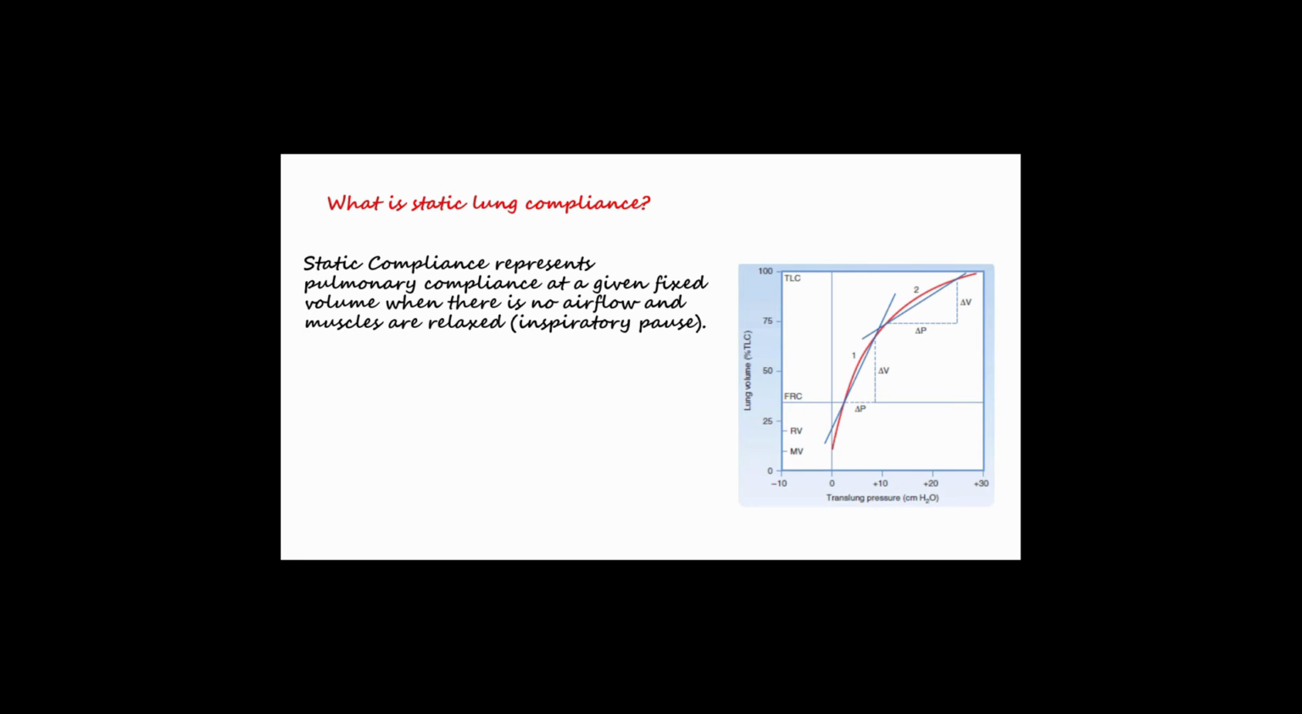Static compliance represents pulmonary compliance at a given fixed volume when there is no airflow and muscles are relaxed. During periods without gas flow, such as during an inspiratory pause, patients take a breath from a spirometer and hold it until the transpulmonary pressure difference becomes stable. This is repeated with different tidal volumes to produce a pressure/volume curve. It only measures the elastic resistance.